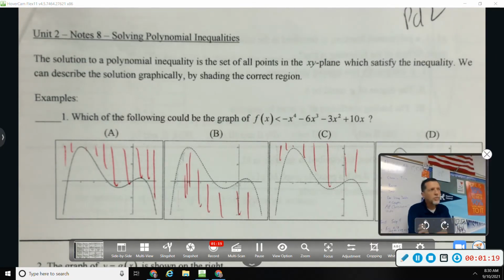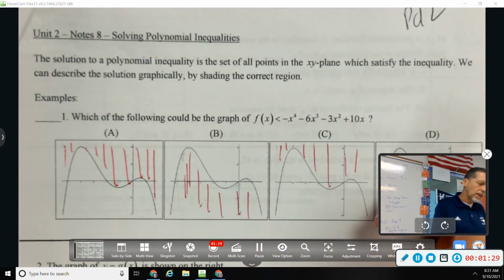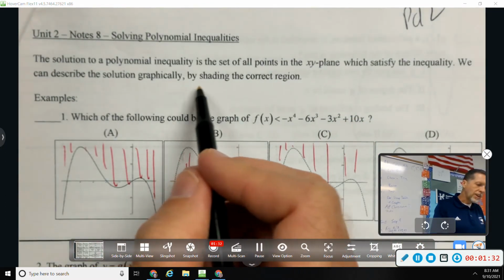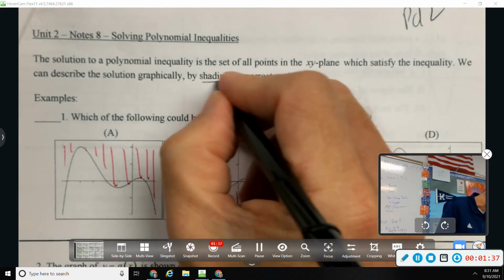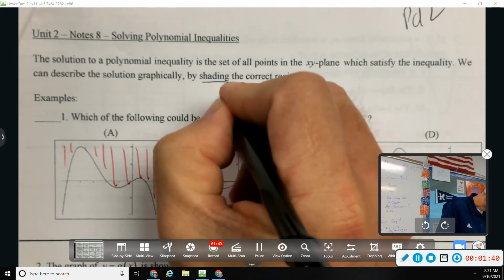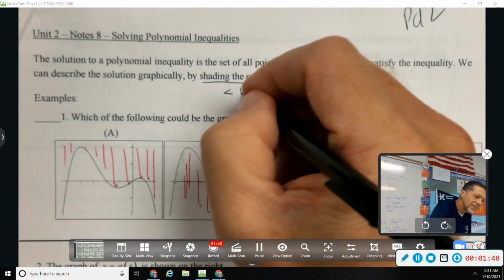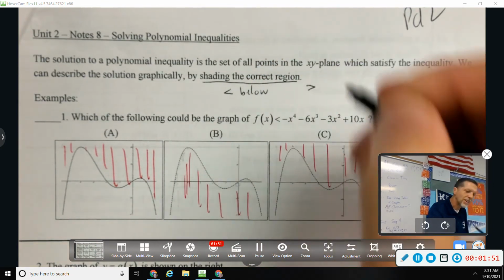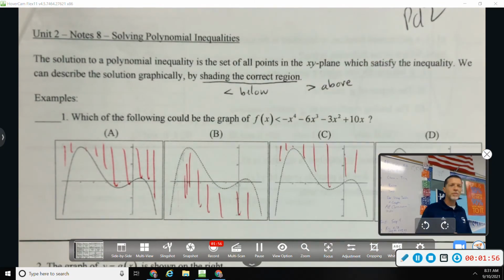All right, you've kind of done these before in Algebra 2, so this will be a little bit of a review. The solution to a polynomial inequality is the set of all points in the plane which satisfy the inequality. We can describe the solution graphically by shading the correct region. If it's less than, do you think we should shade above or below? Below. And if it's greater than, should we shade above or below? Above. Especially after we just said less than meant below.